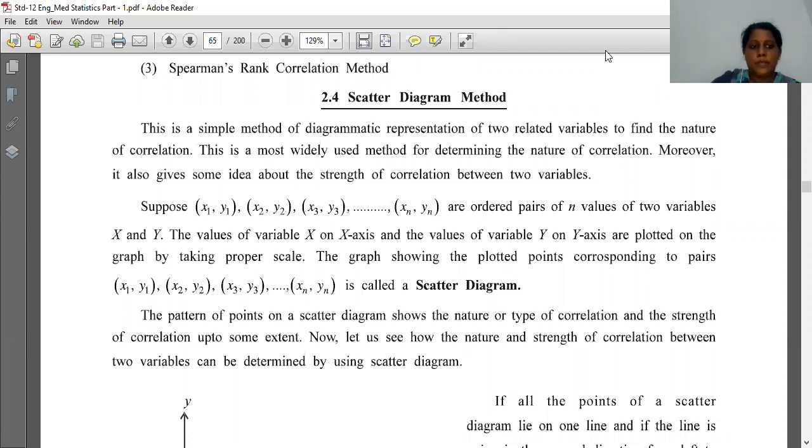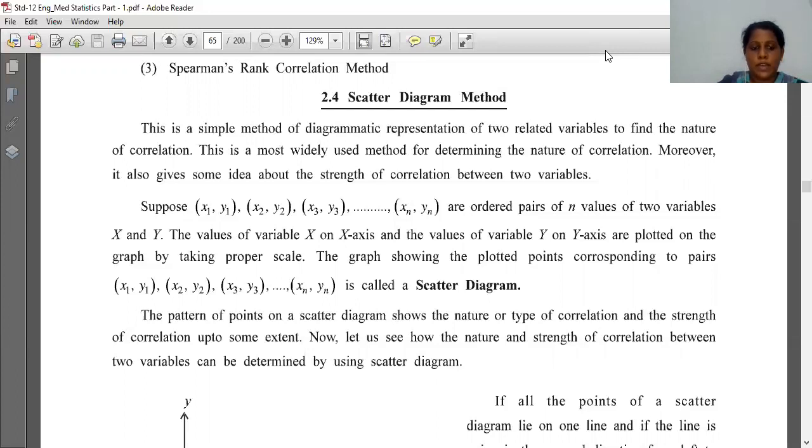Scatter diagram method. This is a simple method of diagrammatic presentation of two related variables to find the nature of correlation. This is the most widely used method for determining the nature of correlation. Moreover, it also gives some ideas about the strength of correlation between two variables.